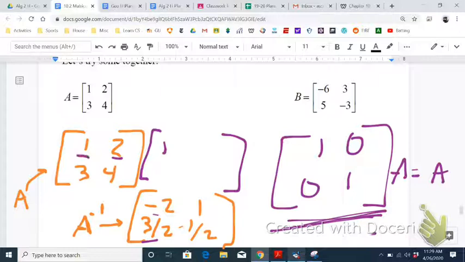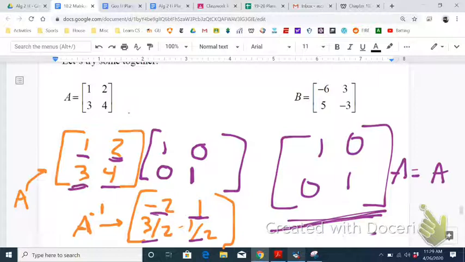1 times 1 is 1, plus 2 times negative 1/2 would be negative 1. Added together and we get 0. 3 times negative 2 is negative 6, plus 4 times 3/2 is positive 6, so we get a 0. 3 times 1 is 3, plus 4 times negative 1/2 would simplify to negative 2, so we get 1. Any matrix times its inverse is the identity matrix, and any matrix times the identity matrix is itself.